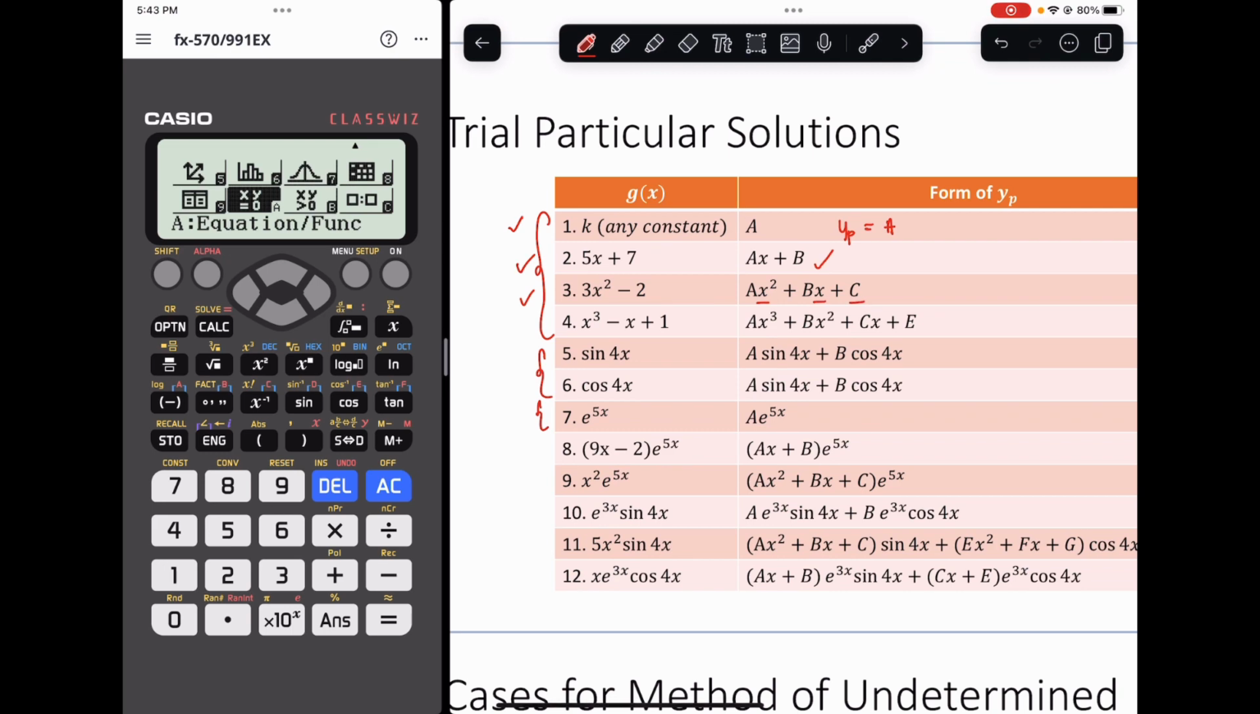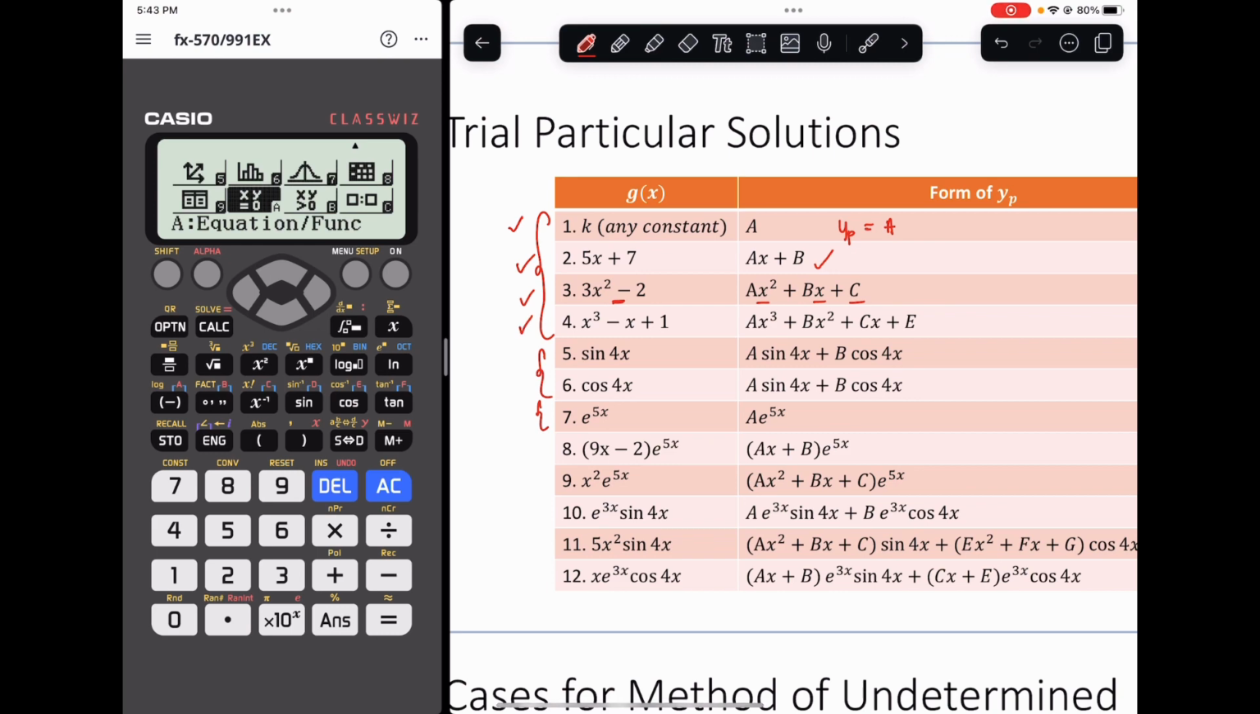It doesn't mean that we don't have an x in our g of x here. It's just 3x squared minus the constant, so we don't have the coefficient for x. Actually, the coefficient there is 0, so it was just not written. But for our trial particular solution, it should contain everything, from the highest derivative or highest exponent, up to the constant part.